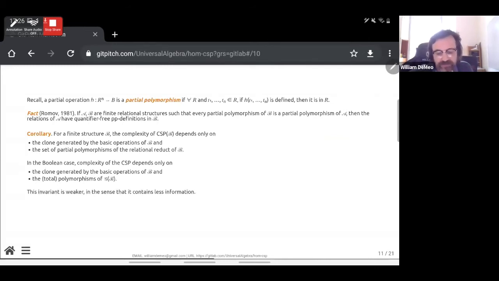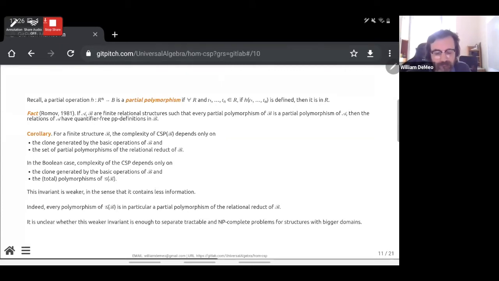Okay, so this invariant is weaker in the sense that it contains less information than the previous one. And indeed, every polymorphism of the graph of B is a polymorphism of the relational reduct of B. So in that sense, it's weaker. So it's unclear to us whether this weaker invariant is enough to separate the tractable and the NP-complete problems for structures with bigger domains than the Boolean case that we've so far considered.